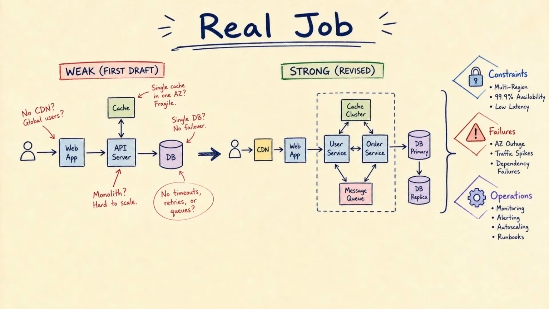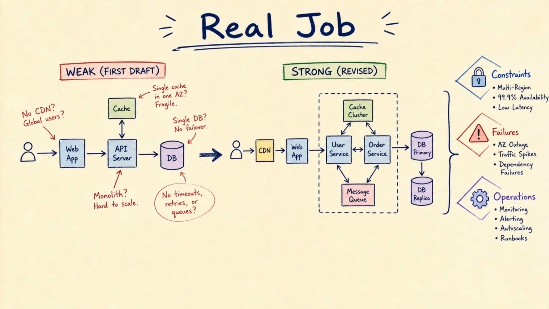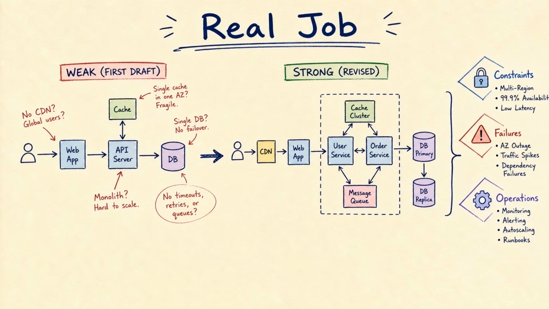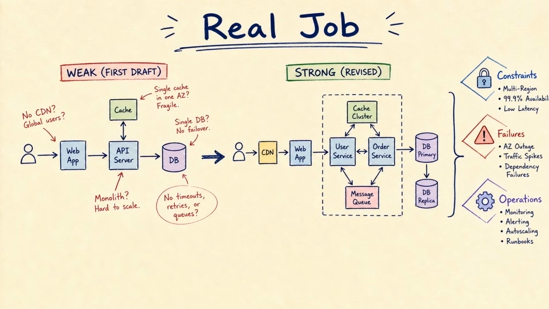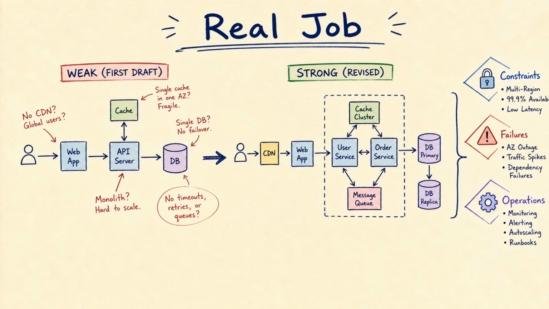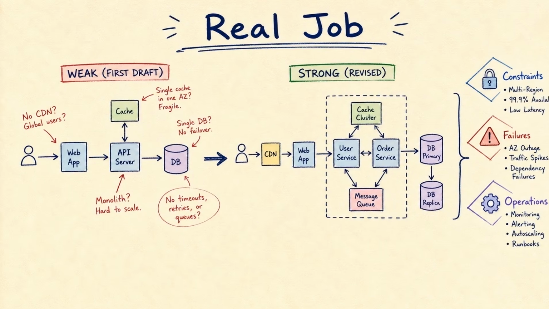A senior engineer does not just ask whether the diagram works. They ask how it fails, scales, costs, and evolves. When I think about architecture review, I start with the real job, reviewing a teammate's architecture diagram before the team commits to building or approving it.